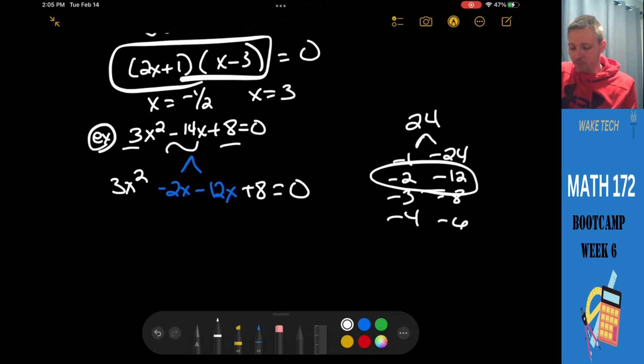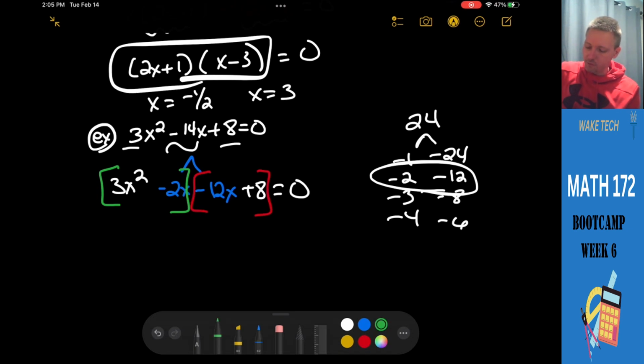But again, just to point out, we're not changing the question. -2x minus 12x certainly is still -14x. So the exact same equation still exists now that we started with. It just looks a little different. So from our green group, we can remove a common factor of x. From our red group, we can remove a common factor of -4.